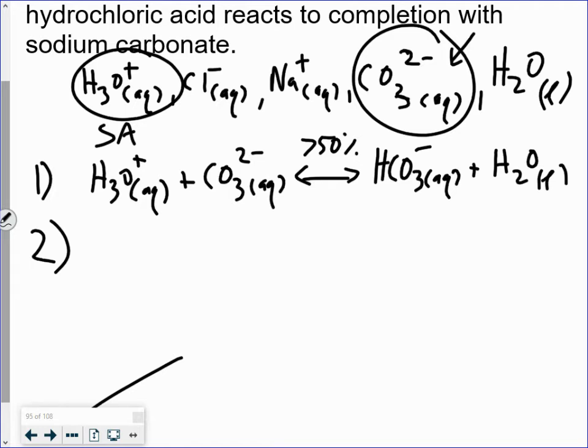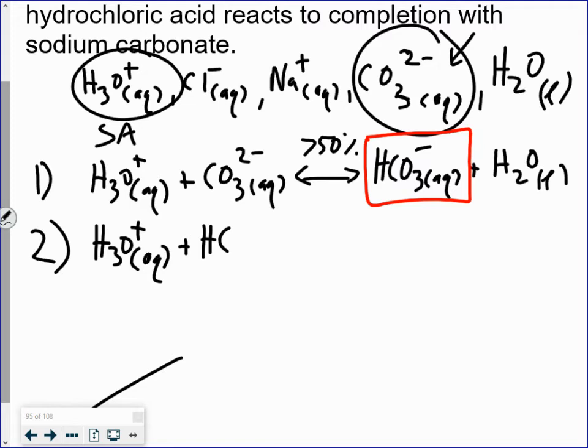And this substance right here, the hydrogen carbonate ion, is now going to be our base in the second reaction. So we have lots and lots of H3O, and it will react again because it's still a base, once all of the carbonate ion is gone. Carbonate ion is like first choice.